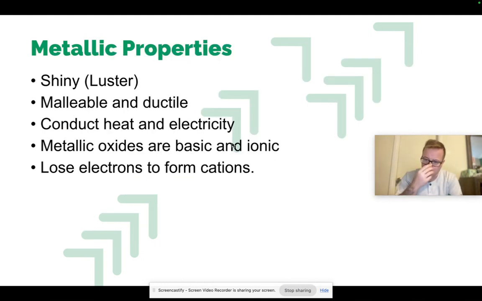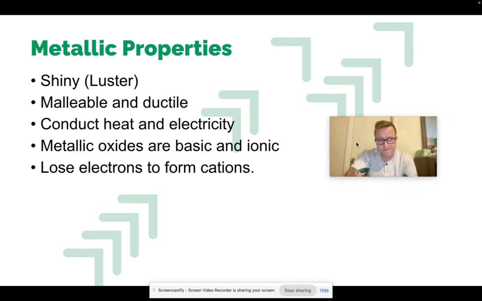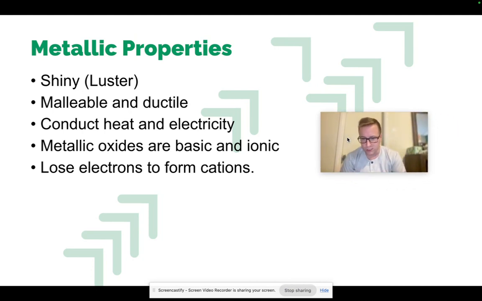So our metallic properties, all metals will have these. They are shiny. Gold is shiny. Metals are shiny. Sodium's shiny. Calcium's shiny. Any metal is shiny. It has luster. It attracts light and repels it. It's malleable and ductile. I can bend it. Okay? Maybe not with my hands. You can't grab a steel bar and just go whomp unless you're super strong. But it will bend. It won't just break even if you apply force.